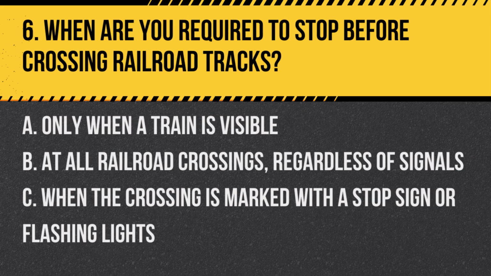Question 6. When are you required to stop before crossing railroad tracks? A. Only when a train is visible. B. At all railroad crossings, regardless of signals. C. When the crossing is marked with a stop sign or flashing lights. Answer C. When the crossing is marked with a stop sign or flashing lights. Drivers must stop at railroad crossings when there is a stop sign, flashing lights, or other active warning devices.